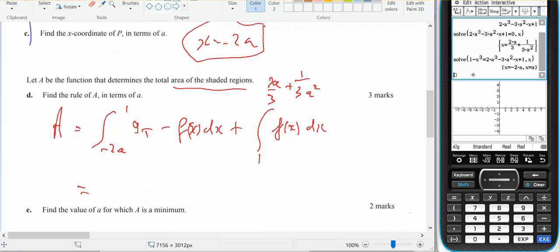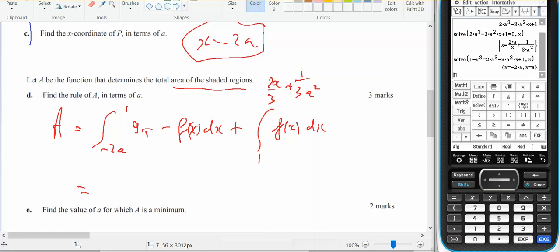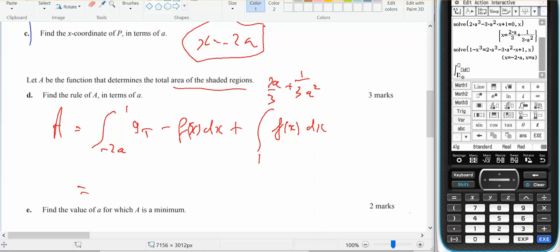So it's going to equal, on my calculator, I'm going to have the integral from minus 2a to 1 of the straight line, which is this one, minus, and I might put in a bracket, the cubic dx.